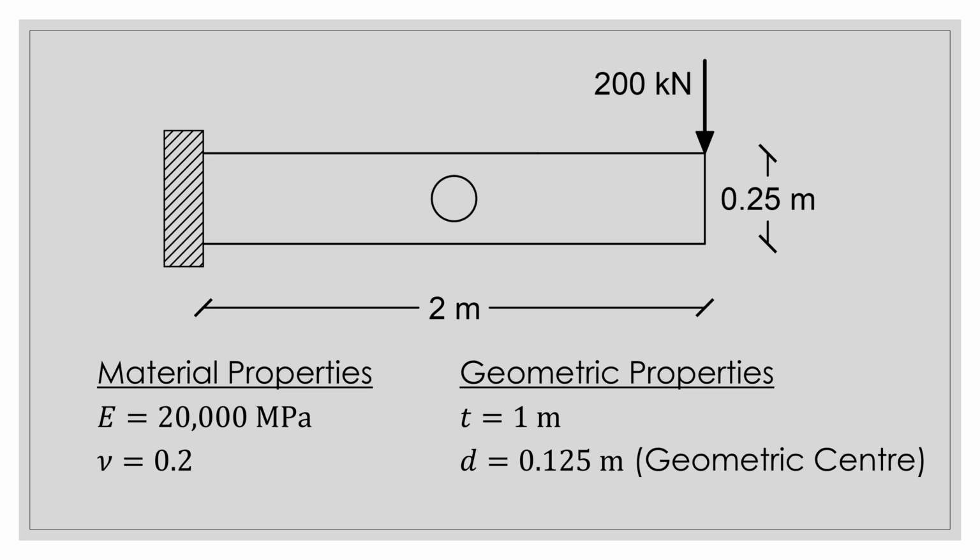Alrighty, so if we look at our beam, we have the exact same scenario that we did in example number 1. The only difference is we have a hole in the geometric center of our beam with a diameter of 0.125 meters. Everything else, from the material properties to the geometric properties to the loading scenario, remains the exact same. So from this, we can go into ABAQUS and simply solve this beam.